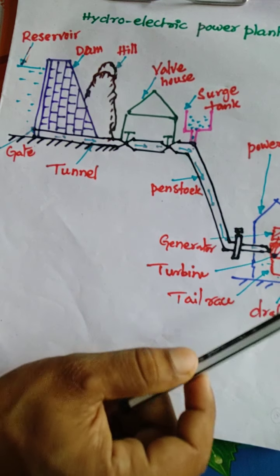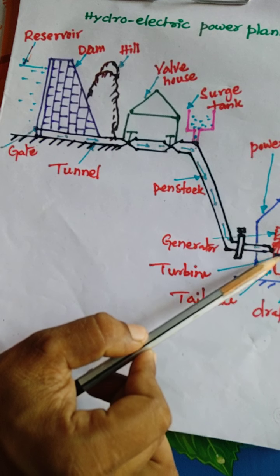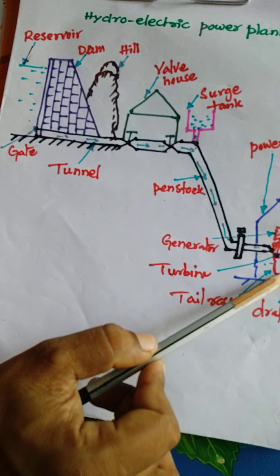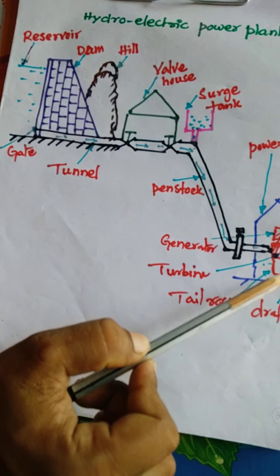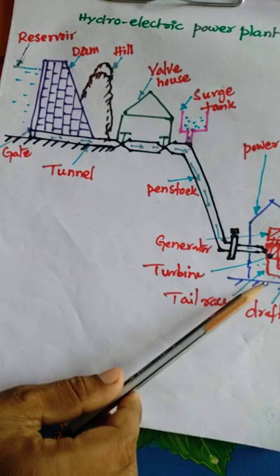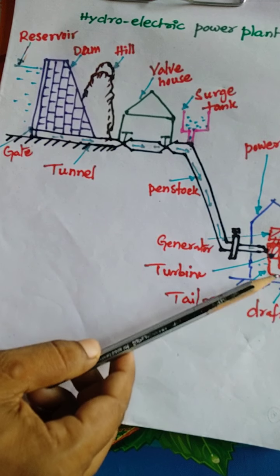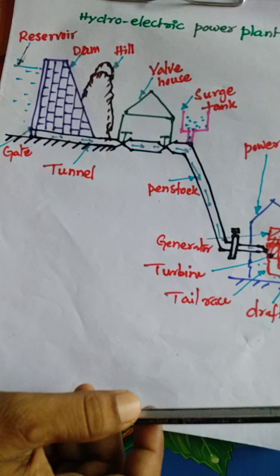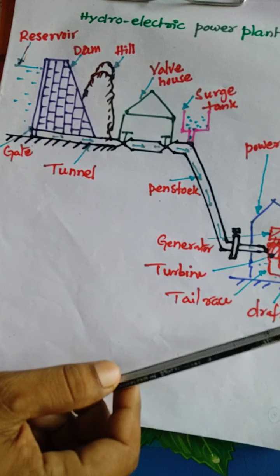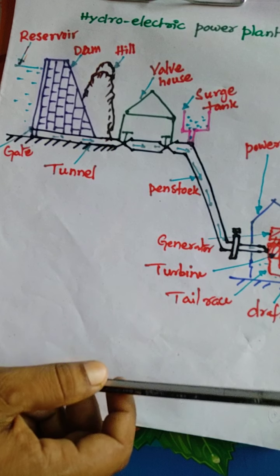That electricity is taken to the grids through the power lines, and the water which is used is taken back through the draft tube into the tail race. This water can moreover be utilized for drinking water, for irrigation purposes, or for industries. In that way, this hydroelectric power plant is very useful.